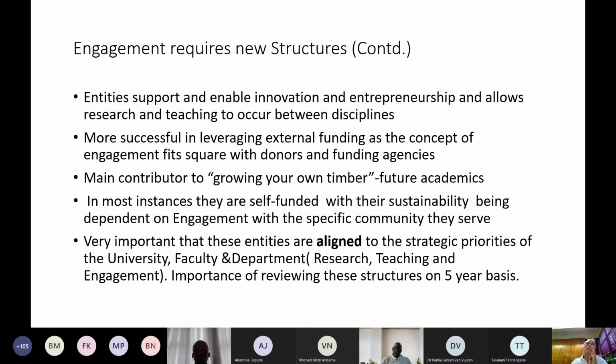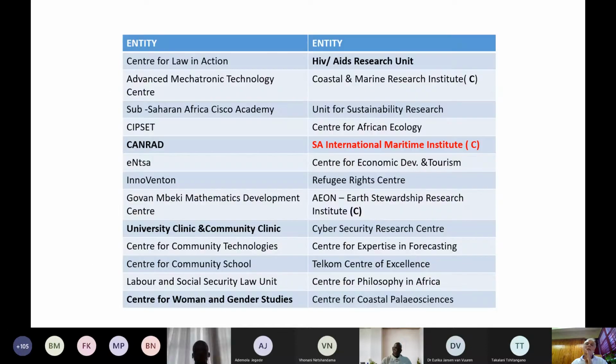On funding, most of the entities at my institution are self-funded. And I've just listed a few of them there. The ones in bold are centralized entities. CANRAD stands for Center for Advancement of Non-Racialism and Democracy. And then I've got one in red there. That is a state-funded institute because it's linked to our Faculty of Maritime Studies, the Maritime faculty.